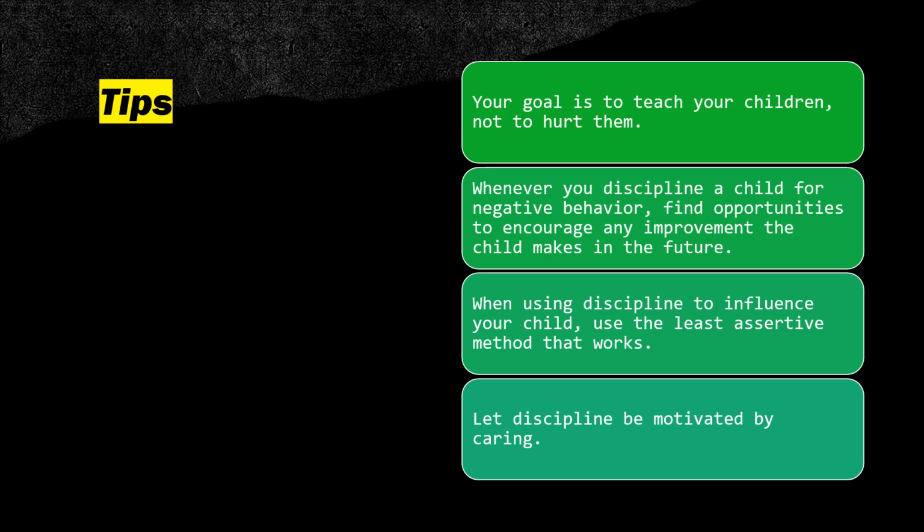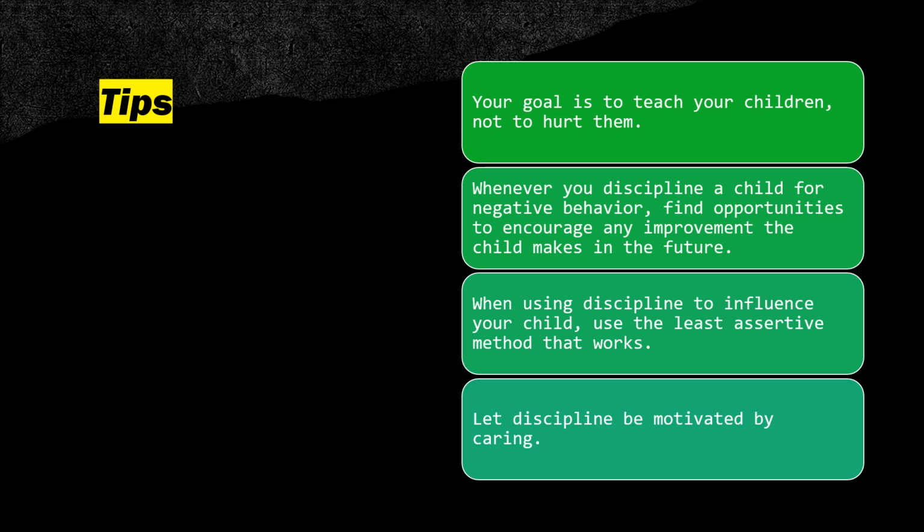And when we use discipline to influence our child, we want to use the least assertive method that works. The research suggests that the less a child attributes his positive behavior to outside forces, which is your discipline, the more that they're going to internalize the reason for their positive behavior as being their own. And that's going to lead them to develop positive values, which is going to promote positive behavior, even when you're not around to offer the discipline.